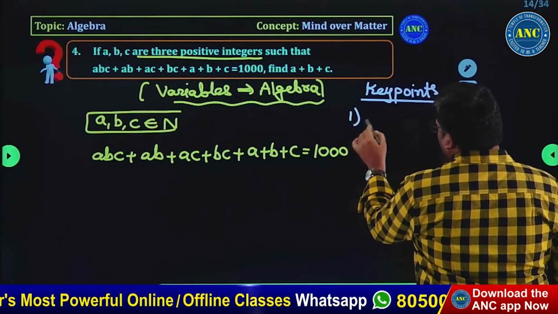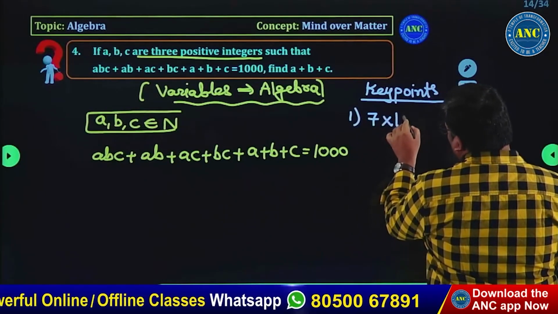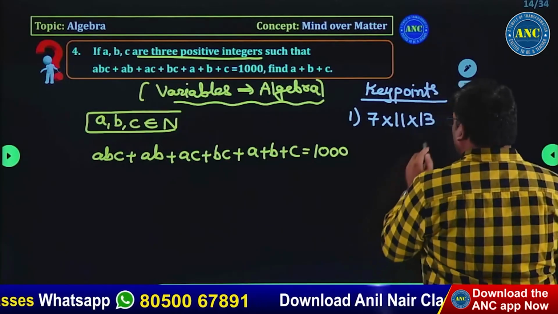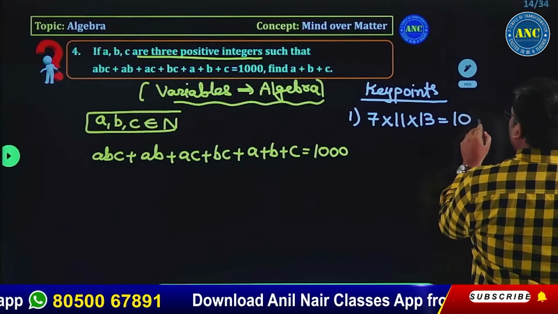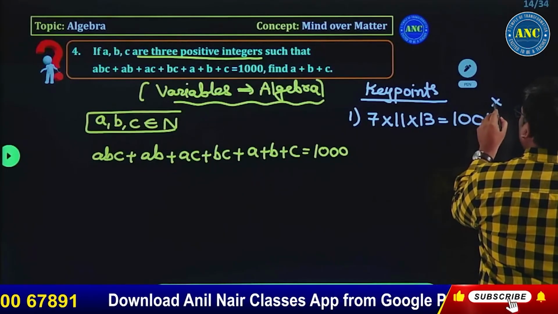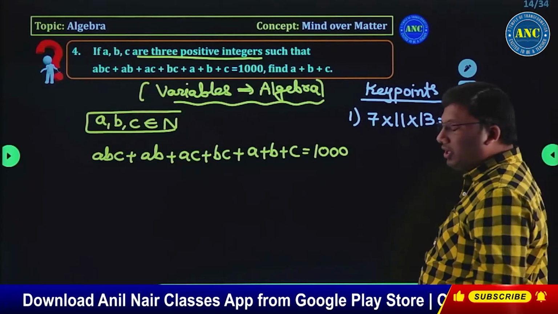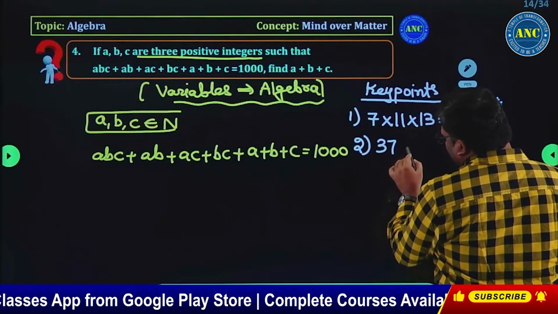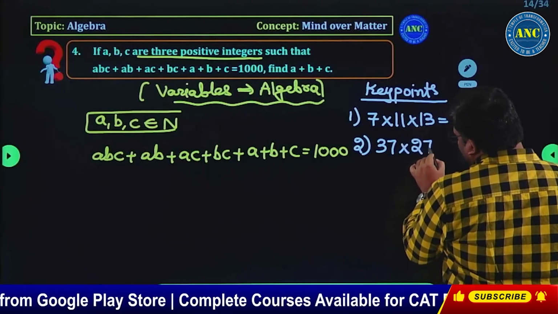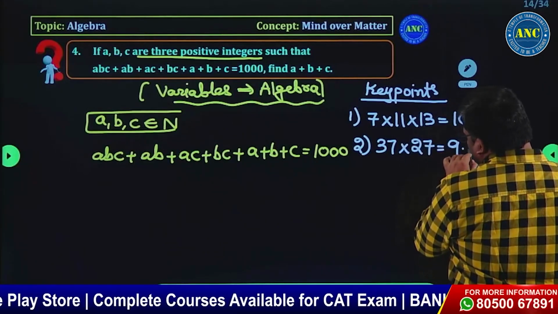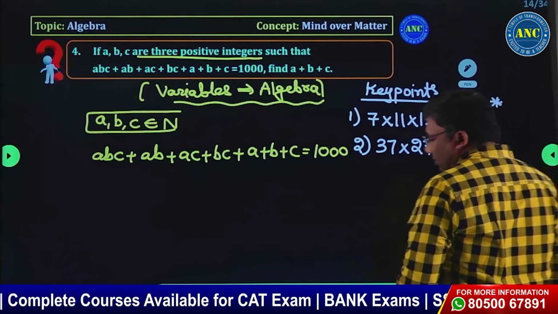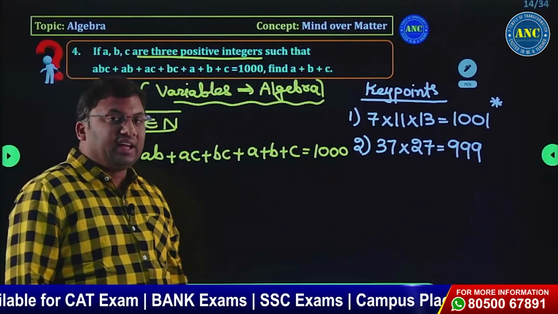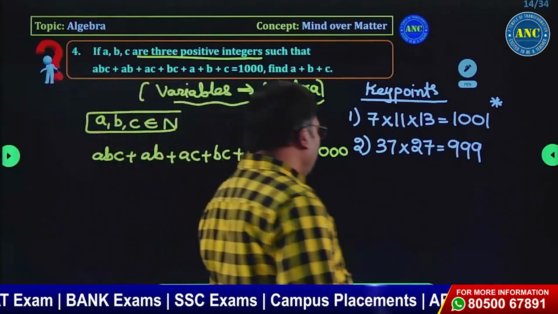First thing is 7 into 11 into 13. It is 1001. Second one, 37 into 27. It is 999. Please write down. I will give you an explanation.